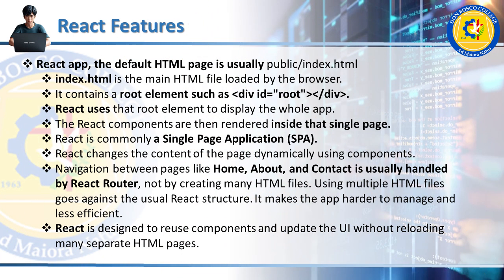In a React app, the default HTML page is usually public/index.html. It is the main HTML file loaded by the browser. It contains a root element such as <div id="root"></div>. React uses that root element to display the whole app. The React components are then rendered inside that single page.